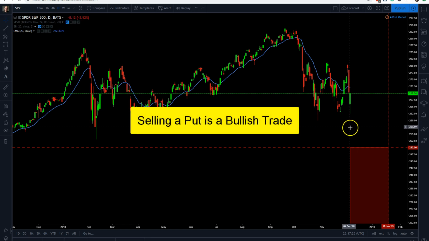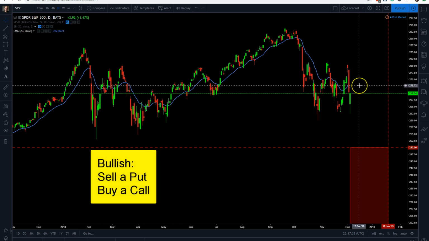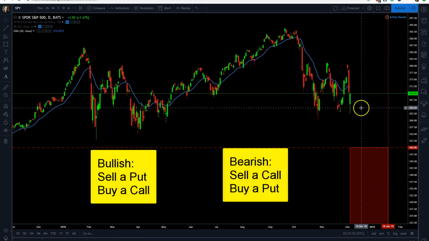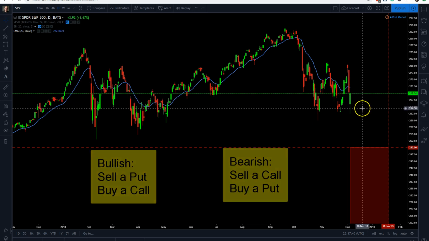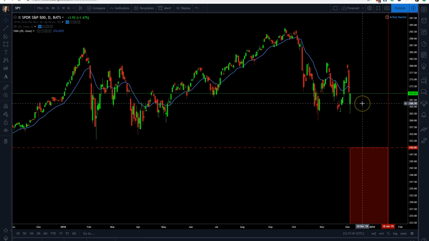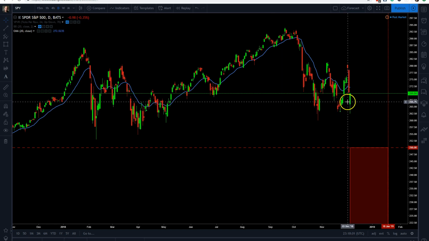So in options, if I want to be bullish, I can either sell a put or buy a call, and if I want to be bearish, I can sell a call or buy a put. But it's always better to sell options rather than buying them. Most people lose money, and it's because they focus on buying options. So here I'm going to be talking about selling them, and it's a lot easier because the probabilities are on your side. So this is how the trade looks.